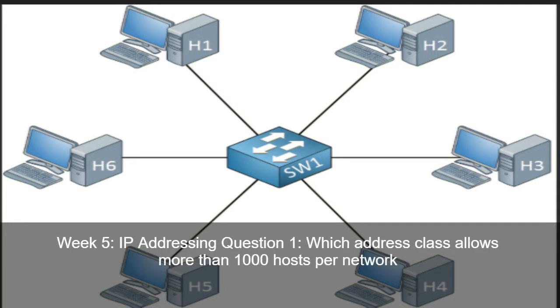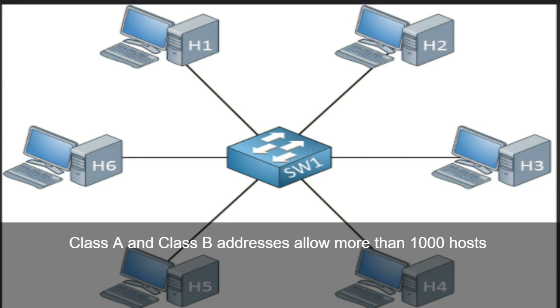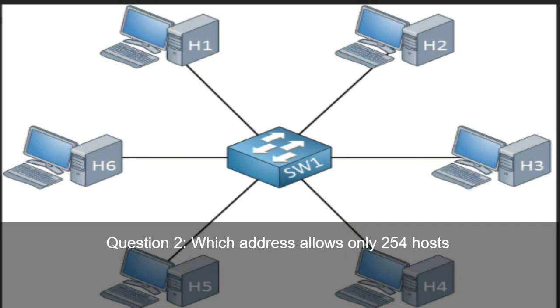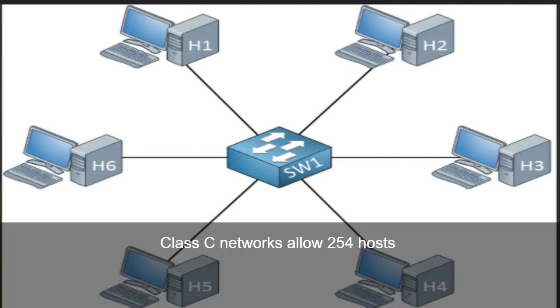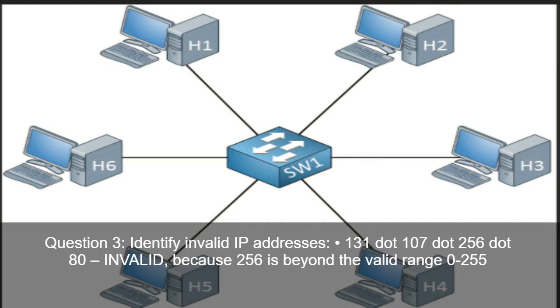Week 5, IP addressing. Question 1, which address class allows more than 1000 hosts per network? Class A and Class B addresses allow more than 1000 hosts. Question 2, which address allows only 254 hosts? Class C networks allow 254 hosts. Question 3, identify invalid IP addresses.